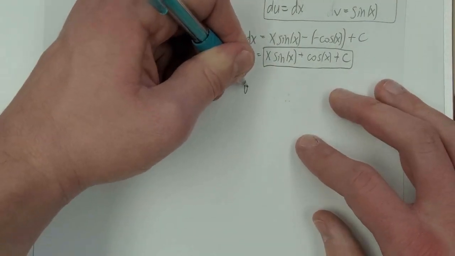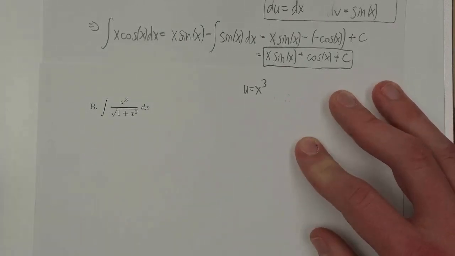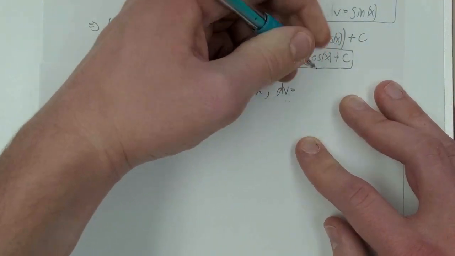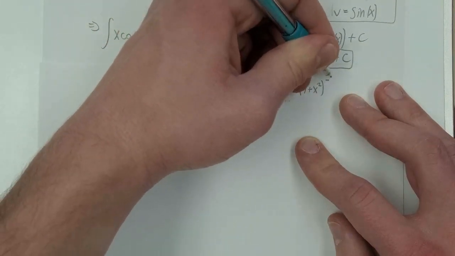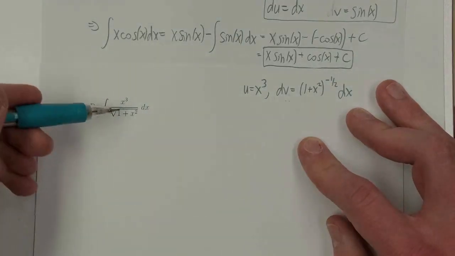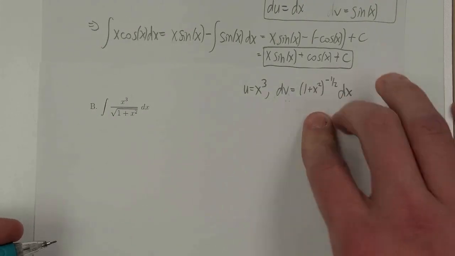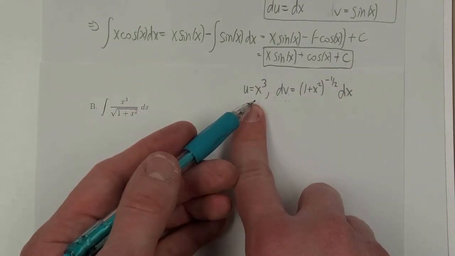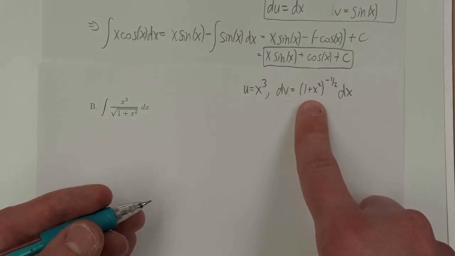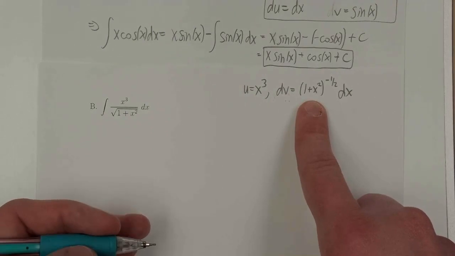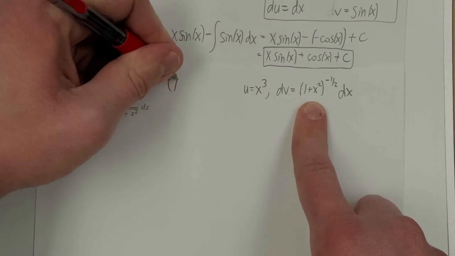Okay, we could try x cubed. If we let u equal x cubed, that naturally means that dv needs to be everything else, right? So dv becomes 1 plus x squared to the power of negative 1/2 dx, because you have a square root in your denominator. Thankfully we already know how to differentiate this part, but wait a minute, how do we integrate this guy? Don't really know how to do that, do we? So we have to be a little bit careful here.